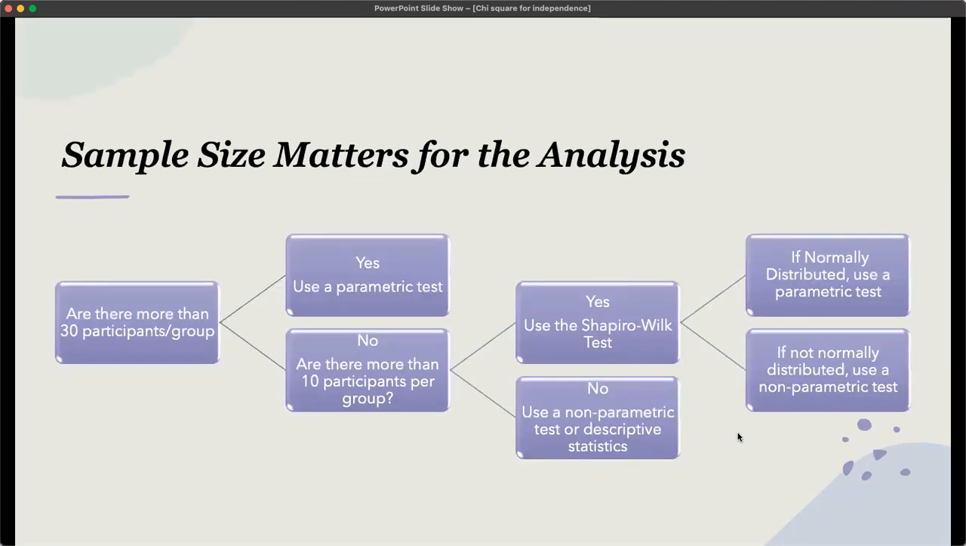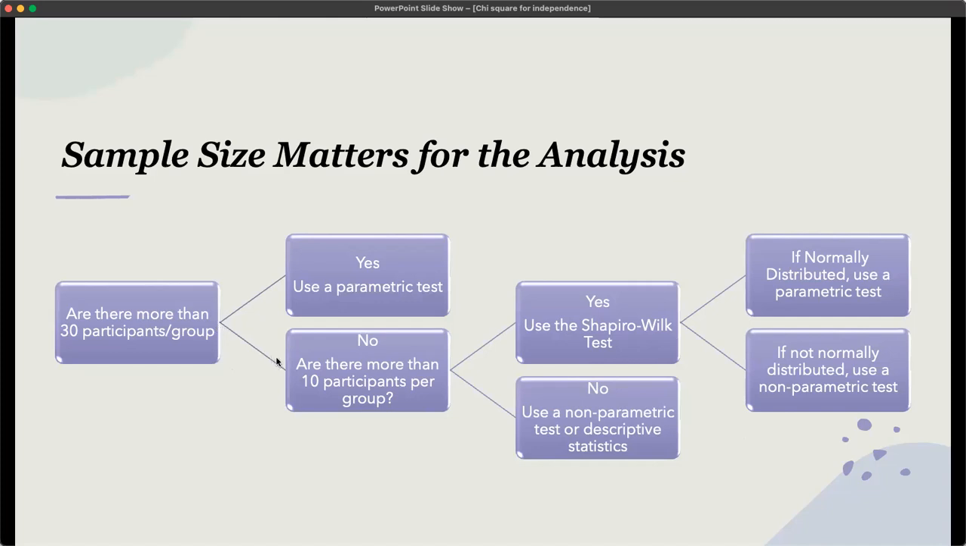Okay, so if we have less than 30 participants, we cannot use a parametric test. So this is where we're going to have to decide if we're going to use the chi-square. Now, remember, 30 participants or more in a linguistics study, you can go directly to a parametric test. In other fields, you would need more than 50 participants, but for linguistics, 30 is the magic number.